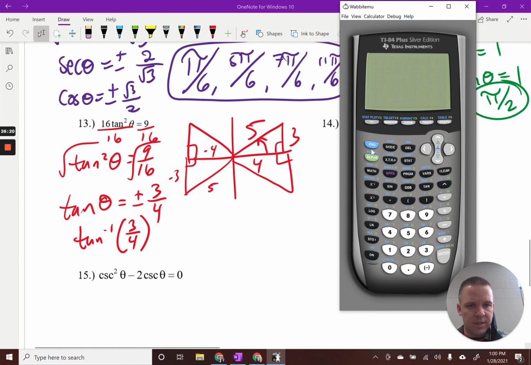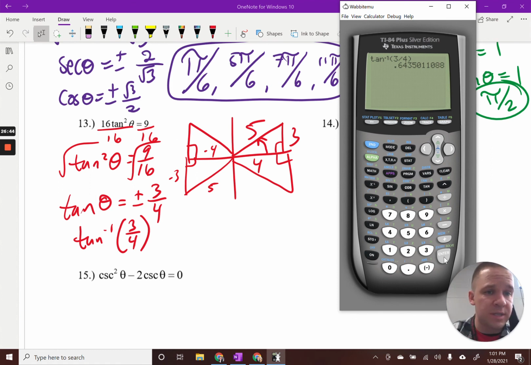Oops, I got to turn this bad boy on first. It was in power saver mode. Tangent inverse 3/4. And that gives me 0.6435. Now, if you remember, between 0 and 1.57 is the first quadrant, so that definitely falls in the first quadrant.